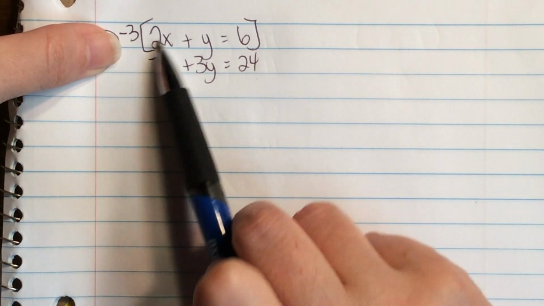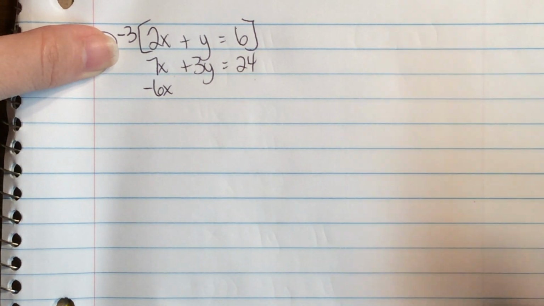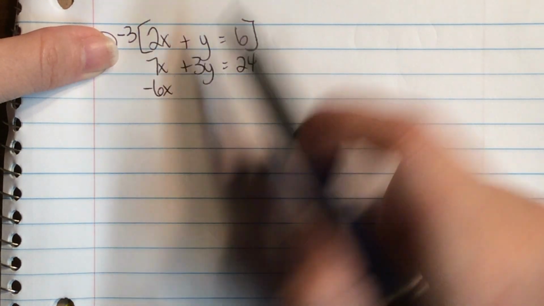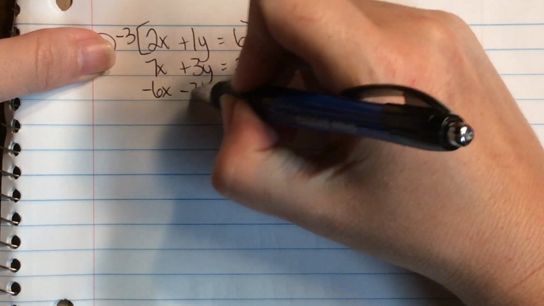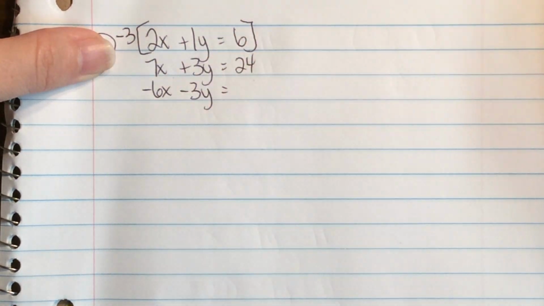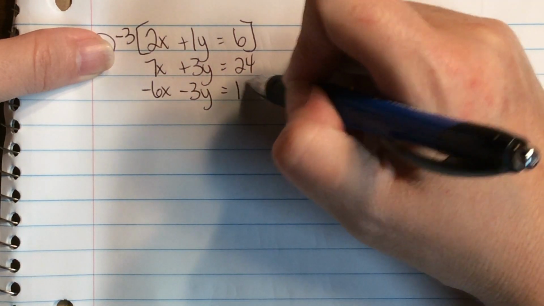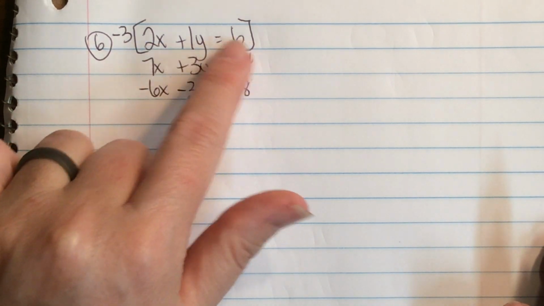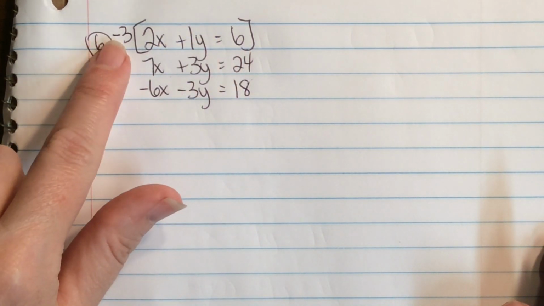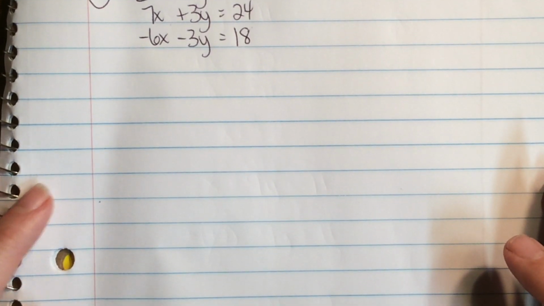Well, negative 3 times 2 is negative 6. And negative 3 times 1, which is what that is right there, is negative 3, which is what we wanted. And negative 3 times 6 is 18. So I've multiplied the entire first equation by negative 3. And now I have a new equation. So I'm going to scoot this up so we don't see that anymore.